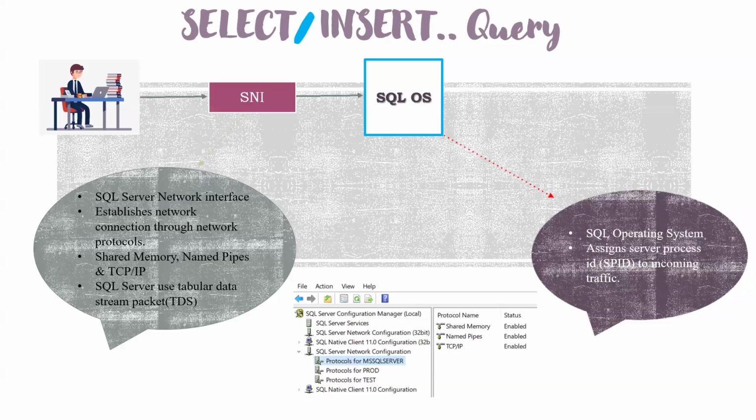If my client and server are on the same machine, it is using the shared memory protocol. Our understanding is shared memory. No, these are the protocols first. If you stop all the protocols, your entire SQL will go down. You can't start the SQL. So this is a network protocol, and there is a memory.